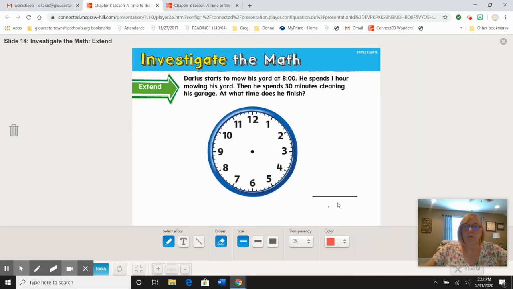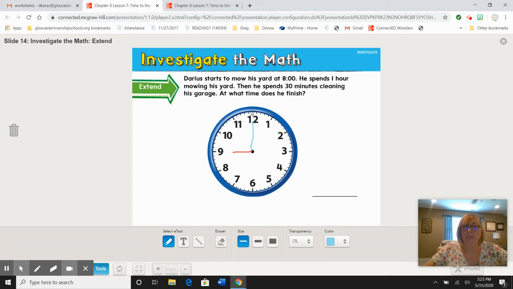Okay. So we are going, and let me just say, this is a challenging question, considering we're just talking about half past and all. But if you were doing on the hour and he starts at 8, and 1 hour, so it's 8 plus 1 hour, it would be 9, not very straight, I know. And 9 o'clock. But now they're saying he spends 30 minutes cleaning his garage.